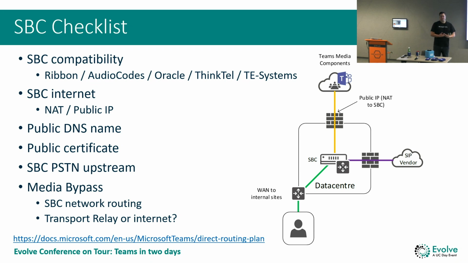I haven't done it enough times, haven't seen enough quality information to know whether it's better to do it to the internet or transport relays. Because the Microsoft guidelines are transport relays only, I would suggest if you're doing this, lock that public internet access down to just the transport relays and the media processors. You can then look at the quality, look at how it's going, and open that out to the internet if you want to.